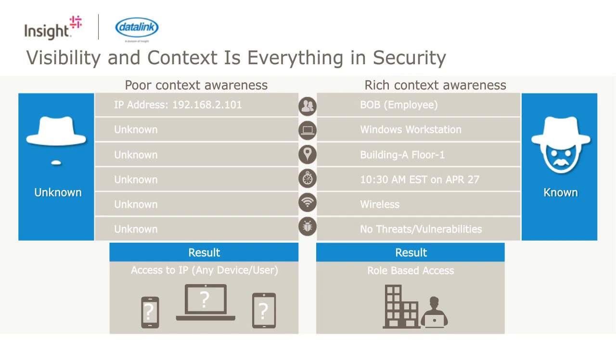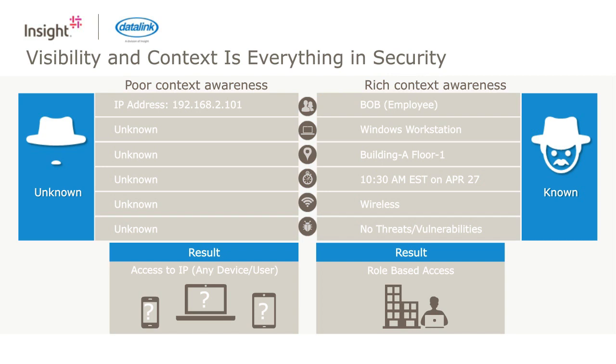So if we do want to apply an actual day one security policy, the only reasonable policy we can apply with poor context awareness is IP-based. When we're talking about our next-gen model of networks where we have rich context awareness, as soon as a device connects to the network, we will already know the employee, what type of workstation or endpoint it is, the exact location of that device, the time and date of connectivity, and what type of connection, whether it's wired, wireless, or VPN. We can then scan that device for threats and vulnerabilities prior to allowing access.